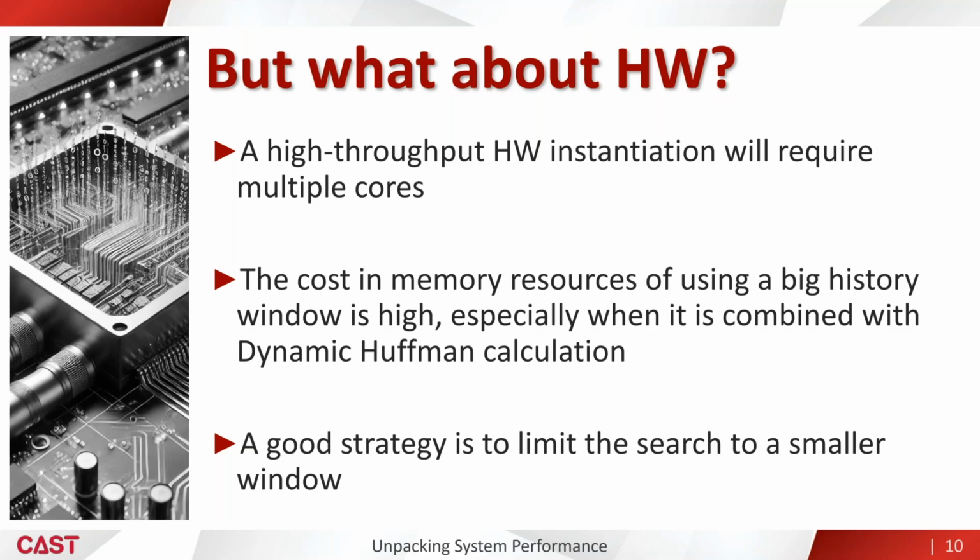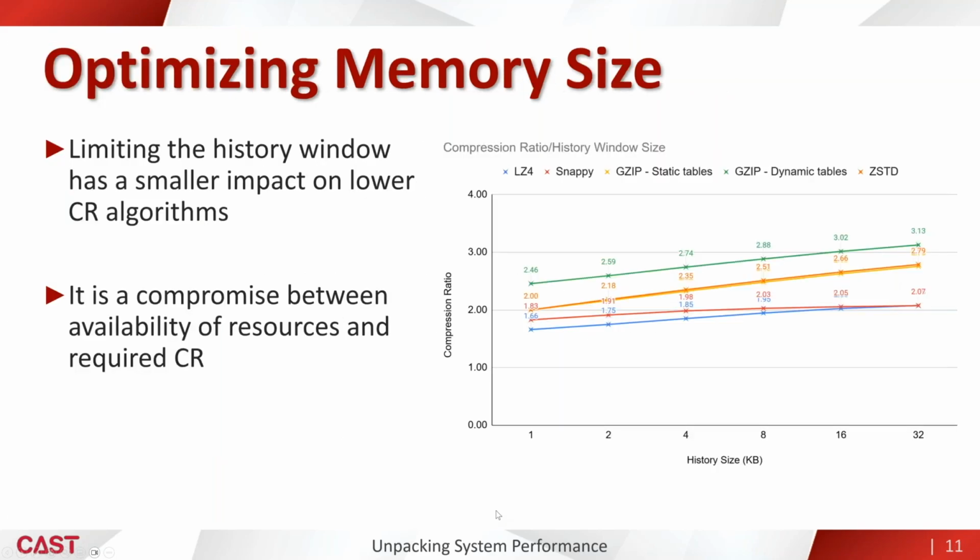If you add to this the requirement for dynamic Huffman calculation as well, you will need even more memory, because dynamic Huffman calculation of tables will require more memory resources. So how do you save memory? A good strategy would be to limit the search to a smaller window. So reduce your history window size.